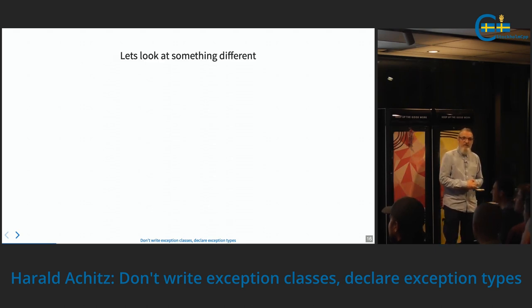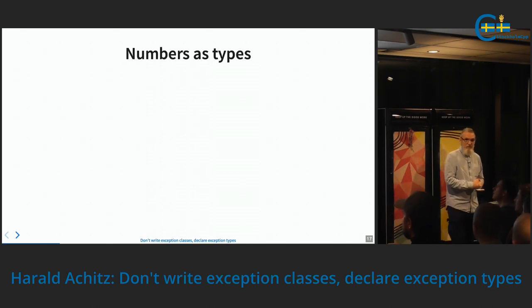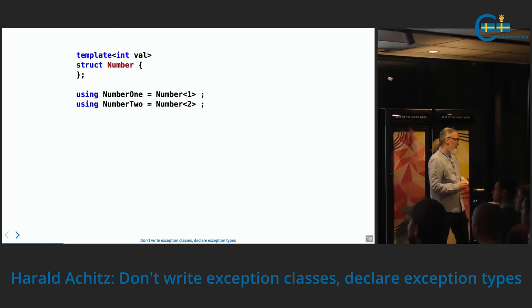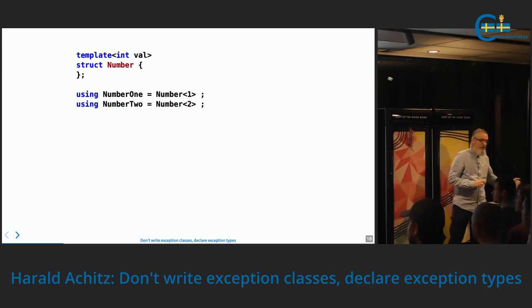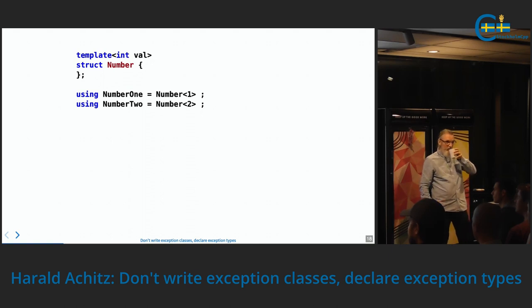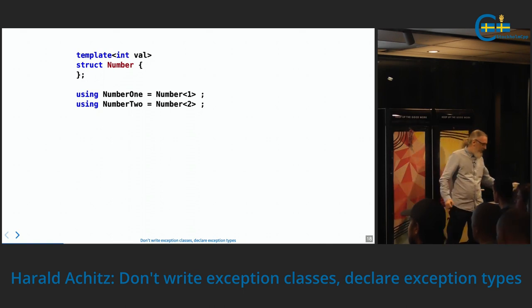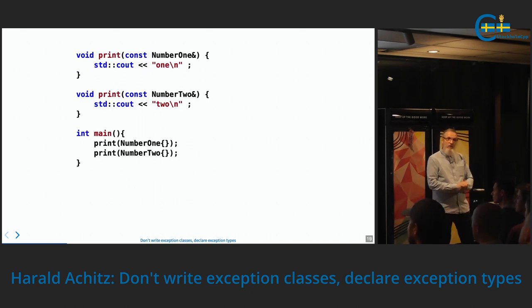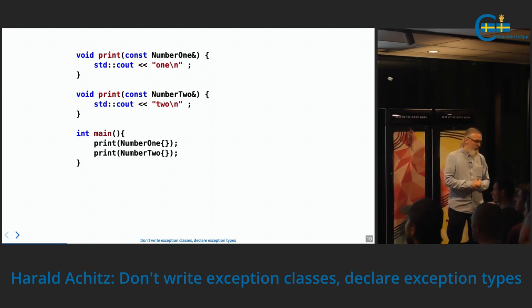But let's look at something different. Numbers as types. We have the possibility to take values as template arguments in C++ and create types out of values, integer values. So I can create the number 1 and the number 2 type, which represent the value 1 or 2. They will be real types, so I can overload functions on them, do whatever I want.